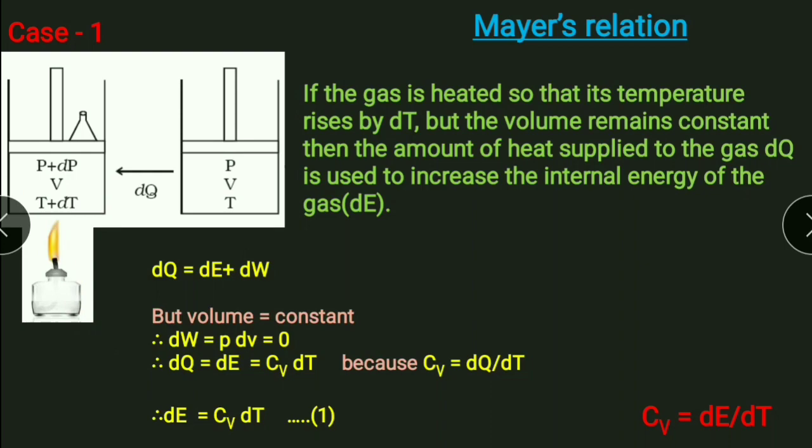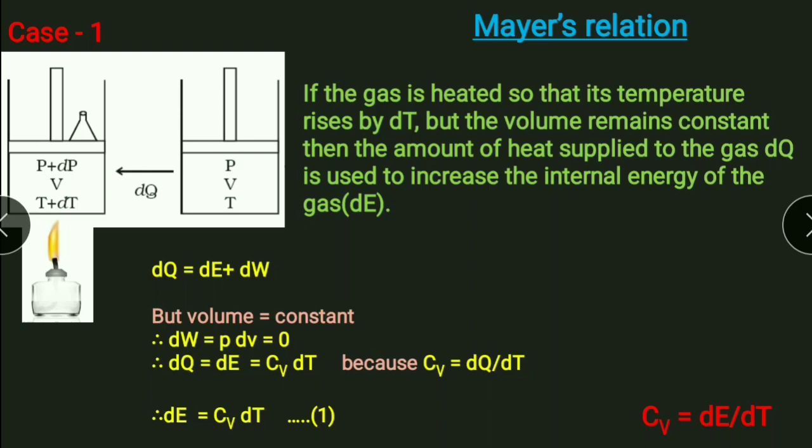As temperature increases, pressure of the gas also increases because here volume is constant. And we know that at constant volume, as temperature of the gas increases, pressure of the gas also increases. This is nothing but Gay-Lussac's law. Now, from the first law of thermodynamics, dq is equal to dE plus dw.